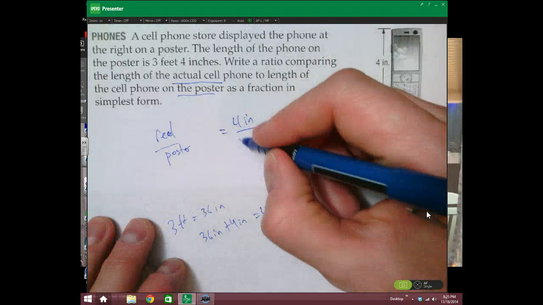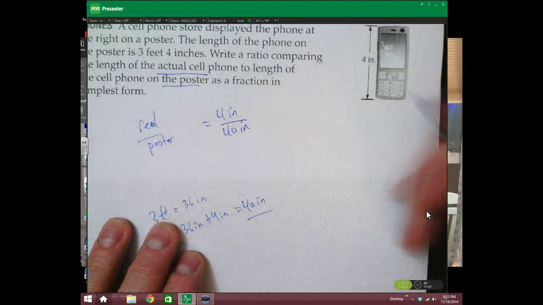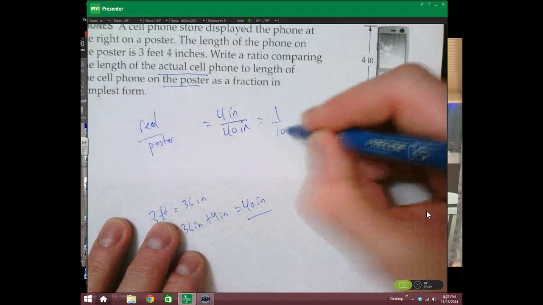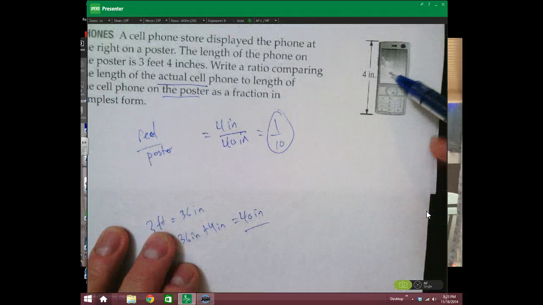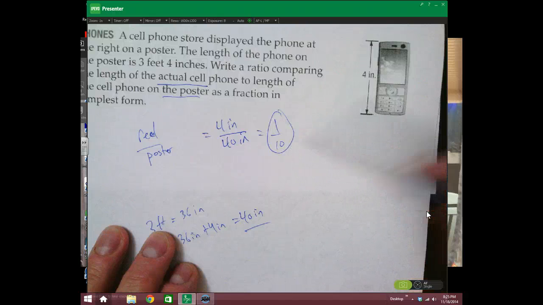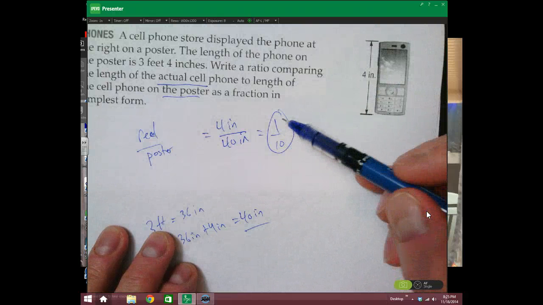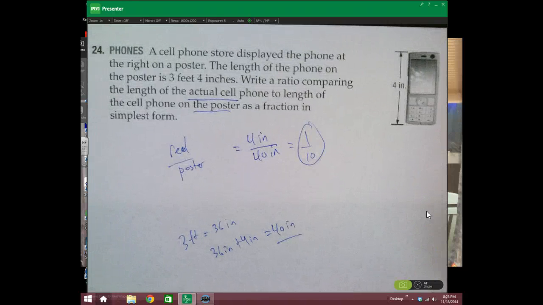So 4 inches to 40 inches. Now I can reduce that. It's 1 to 10 as our ratio. And what that really means for us then is the phone is 1/10 the size of the poster, because it's 1 versus 10. Or the poster is 10 times the size of the phone. So there are just a few examples from section 6.1 to kind of help you out. And again, a couple of them are straight from the homework assignment.